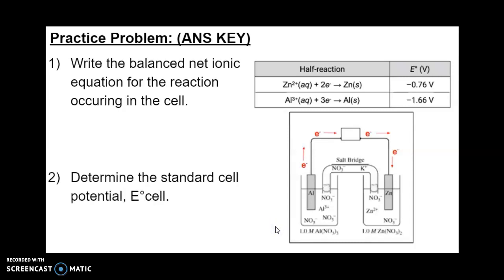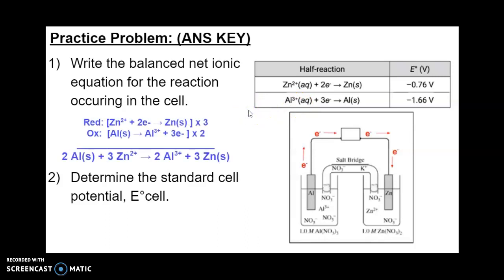Alright, let's take a look at these. When we're writing the balanced ionic equation for an electrochemical cell, we have to make sure that we're understanding which is the anode and which is the cathode. These half reactions are currently shown as reduction half reactions. We're going to have to flip one of these reactions.